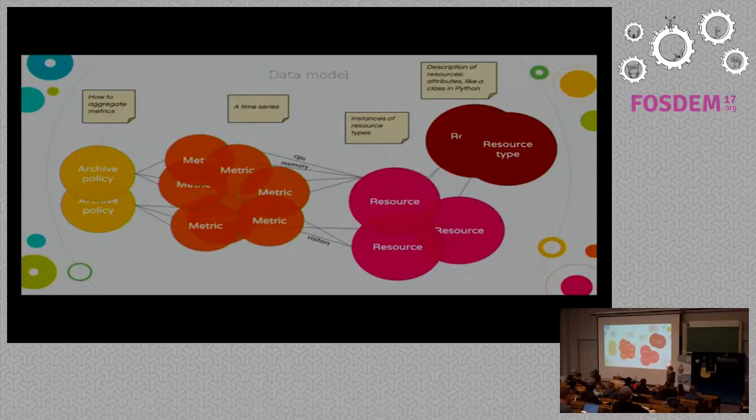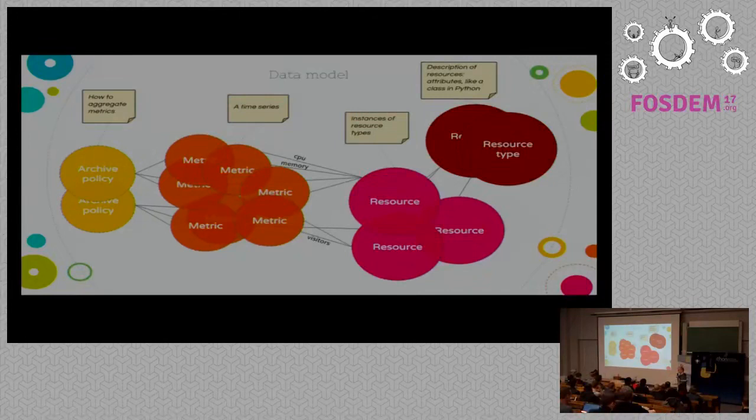So the metric, the orange one, is pretty obvious: these are the time series where you store the metrics in Gnocchi. So this is pretty easy to understand. In Gnocchi, everything is pre-aggregated. So when you send metrics to the database, to Gnocchi, it is going to compute things like the minimum, the maximum, the average, all these kinds of things in advance.